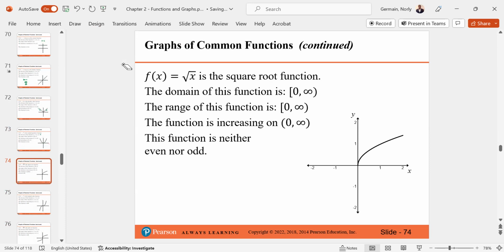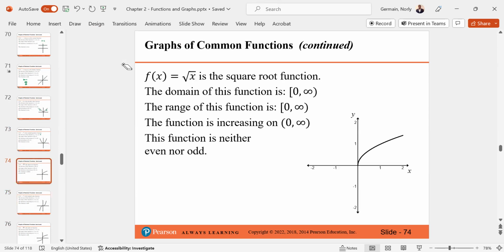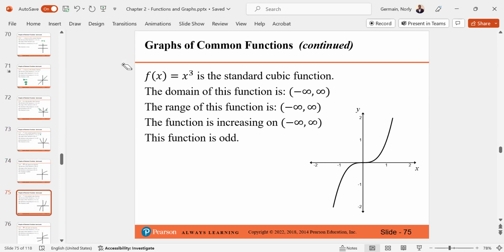Another one we have is the standard cubic function. This function is odd because you're going in both directions. We went over this already, so you have an idea of how that works. The domain is all real numbers and the range is all real numbers. There is no restriction for x values to plug into this function. And this function is odd because it goes in opposite directions.